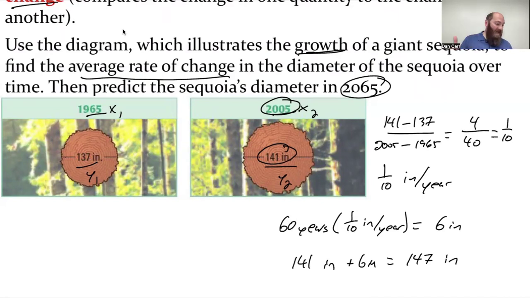Okay. And that is it for 1.2 day one. So again, we looked at our functions, a little bit of relations and how that related to each other, as well as our slopes and rates of change of linear functions.